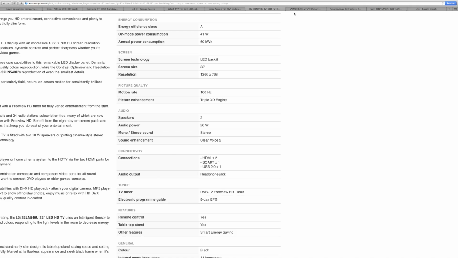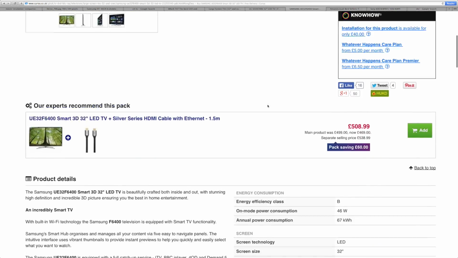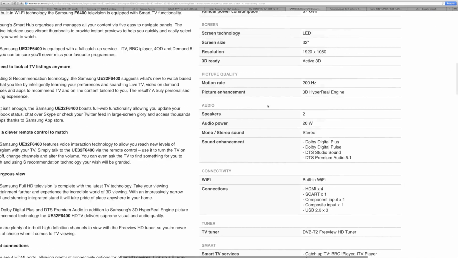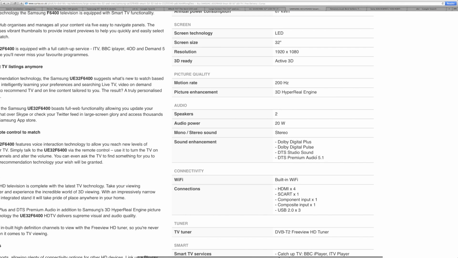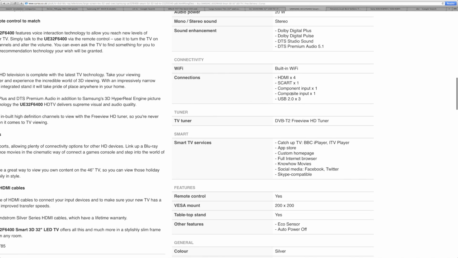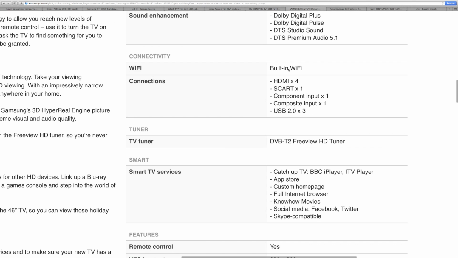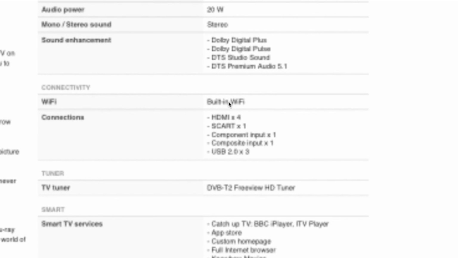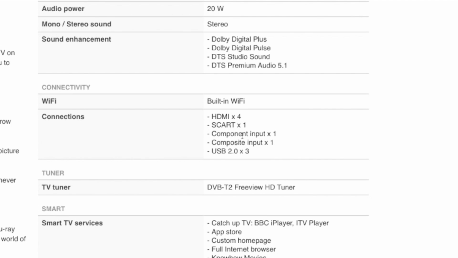The other one outputs in higher than stereo. It offers other sound enhancements as well. It offers Wi-Fi, so built-in Wi-Fi. It offers 4 HDMI connections. We were talking about those. 1 SCART, 1 component, which is the RGB, 1 composite, which is just the yellow one, and 2 USB.